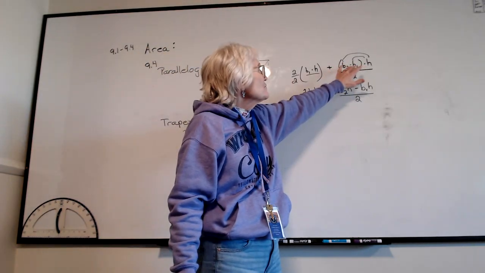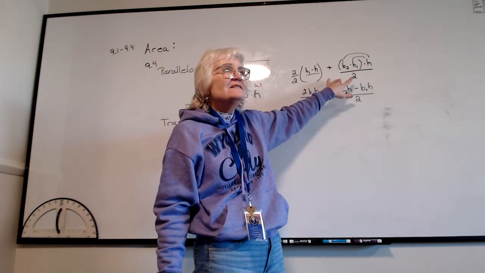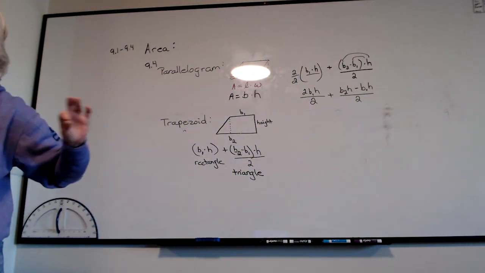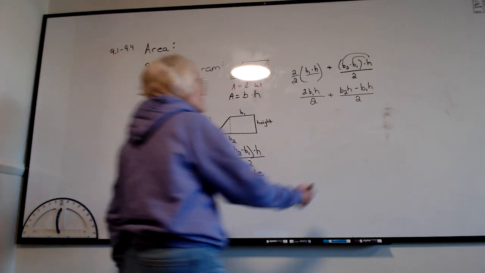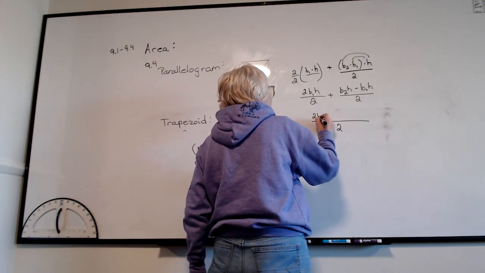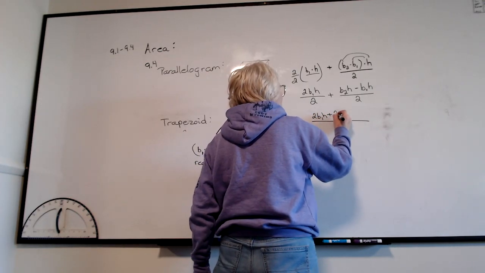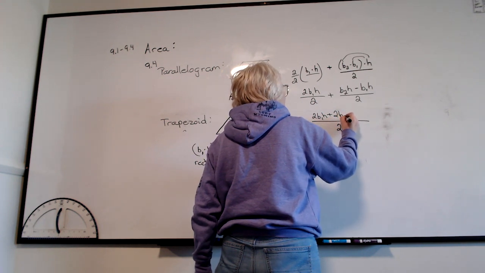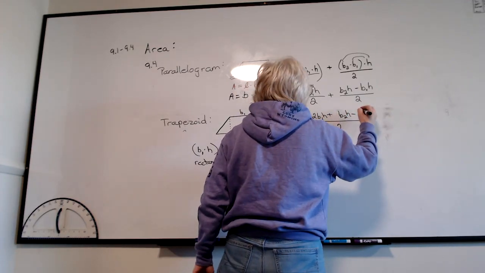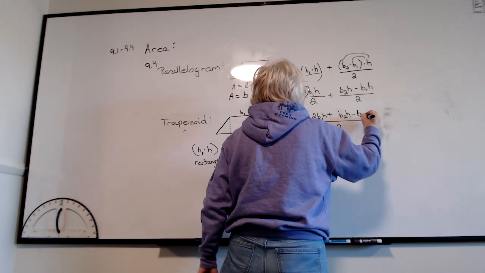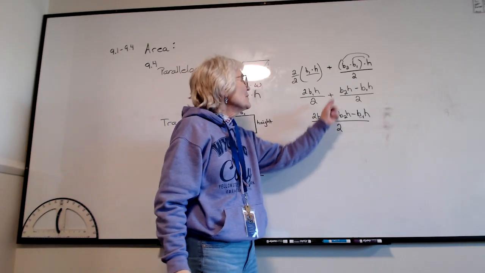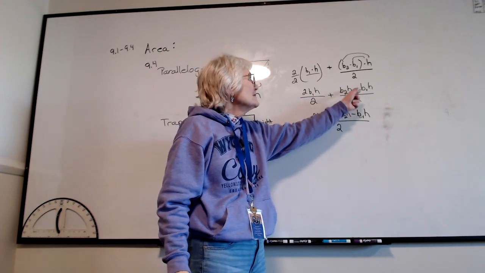On this one, I distributed the h through the parentheses. Now, when you add fractions, we only add numerators. So my bottom number is going to be 2. On the top, I'm going to have 2b1h plus b2h minus, no, that wasn't 2. That was just b2h, minus b1h. That was kind of lousy writing. 2b1h plus b2h minus b1h.